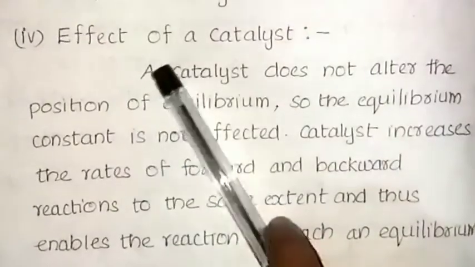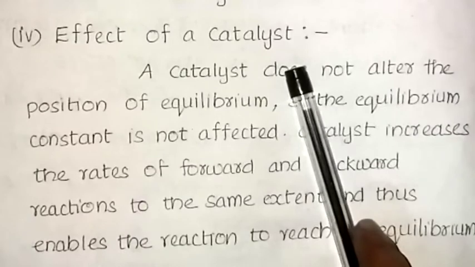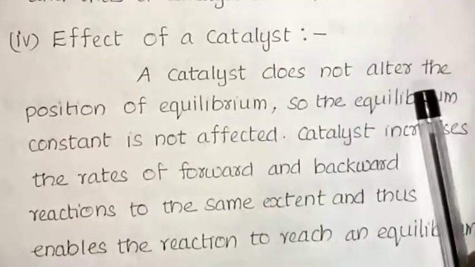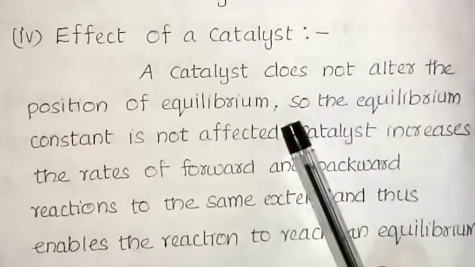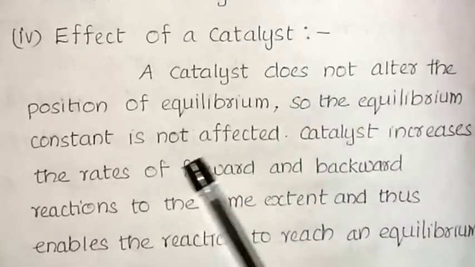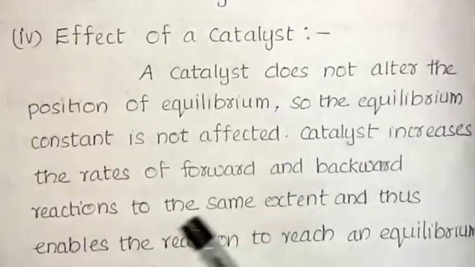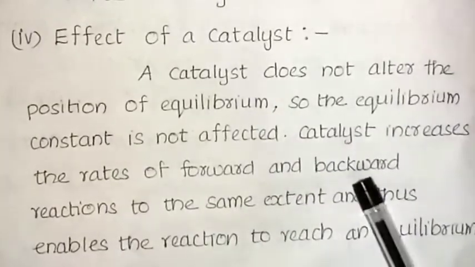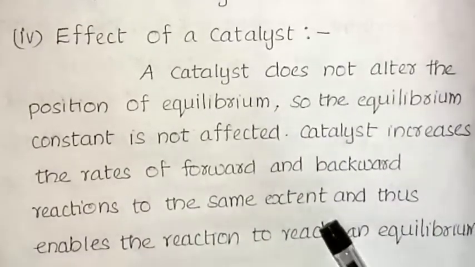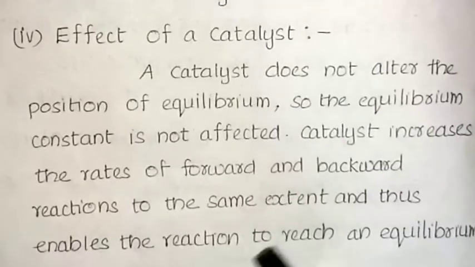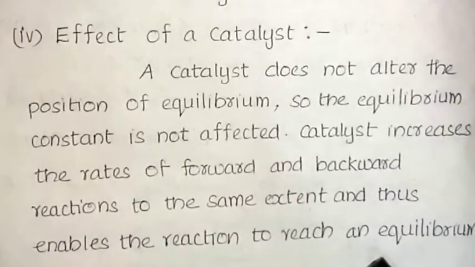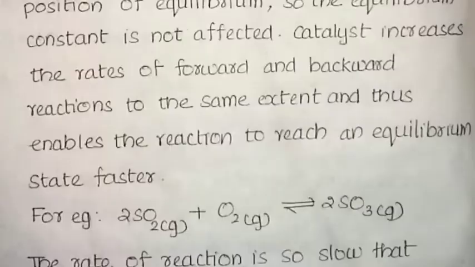Next one, effect of catalyst. A catalyst does not alter the position of equilibrium. So, the equilibrium constant is not affected. But a catalyst increases the rate of forward and backward reactions to the same extent. Thus, it enables the reaction to reach the equilibrium state faster.